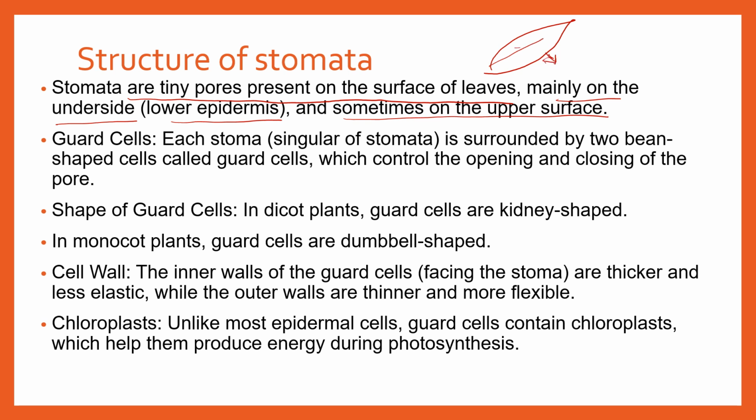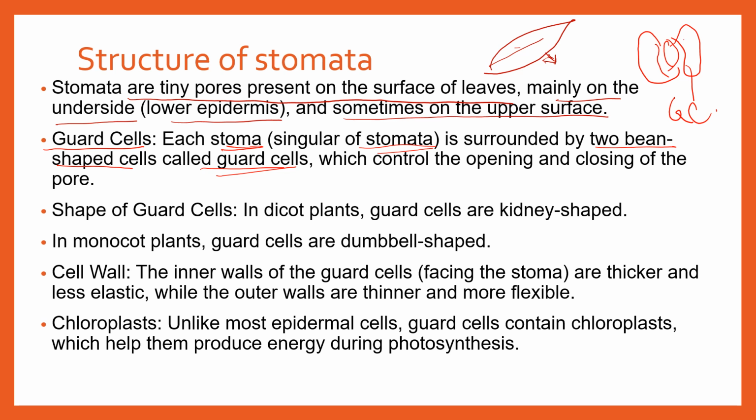So it is having guard cells. In the next slide, I'll show you the diagram of this stomata. Here you just go through this. What are guard cells? Each stoma, that is a single stomata, is surrounded by two bean-shaped cells called guard cells. So if this is the hole, it will be guarded by two bean-shaped cells which are called the guard cells, and which control the opening and closing of the pore.